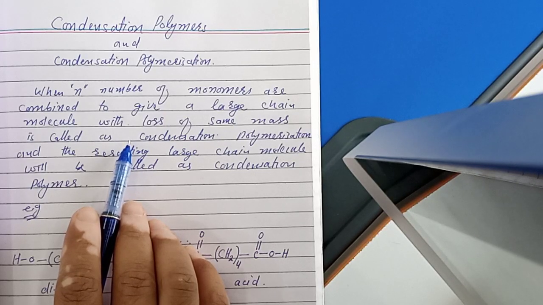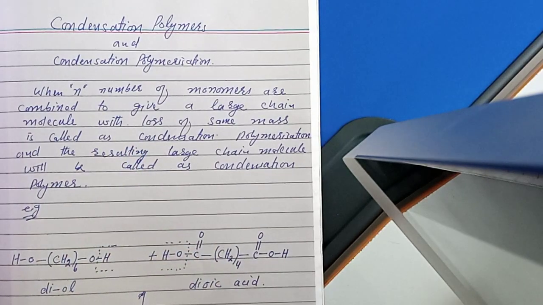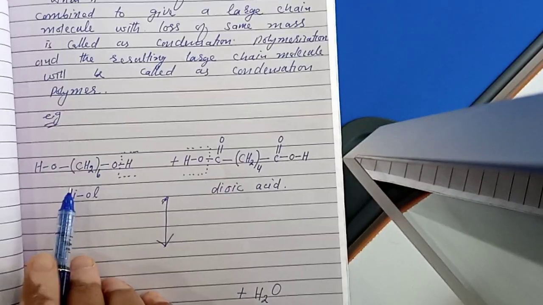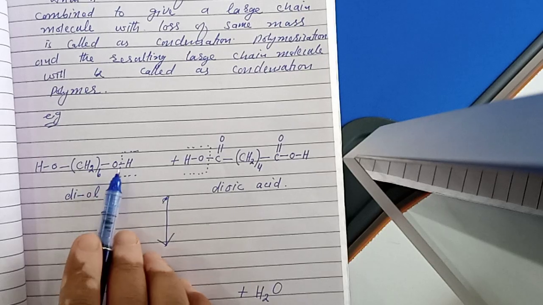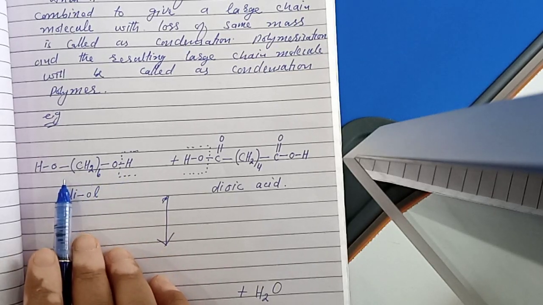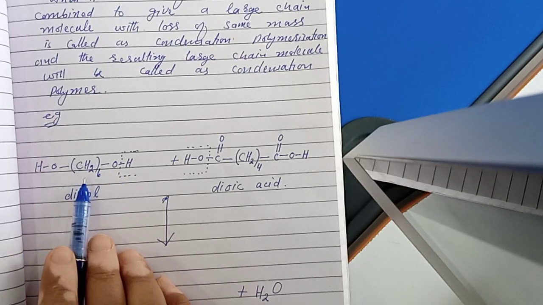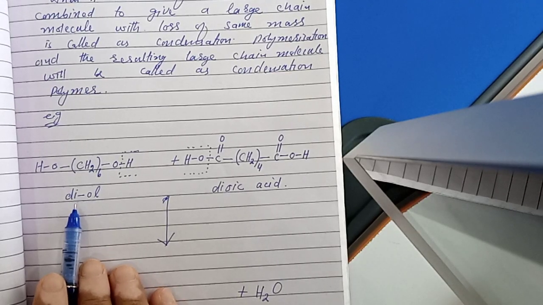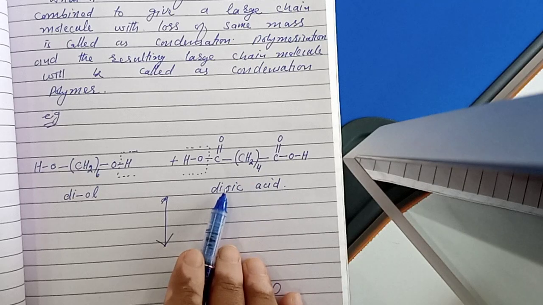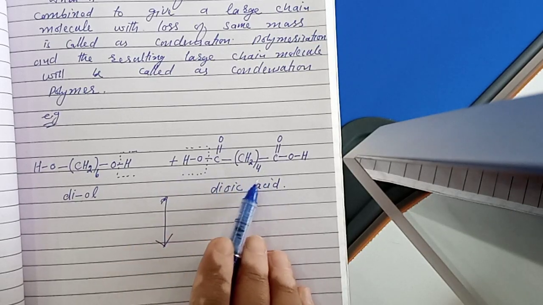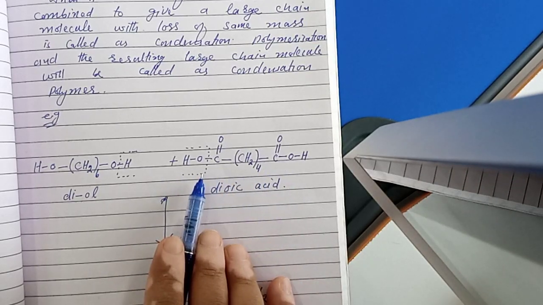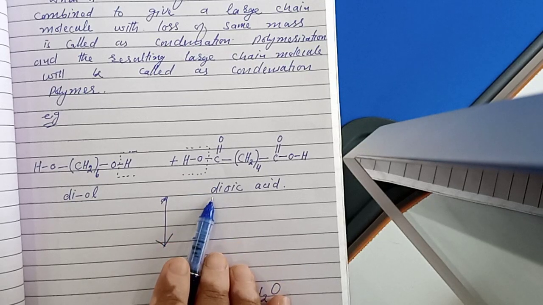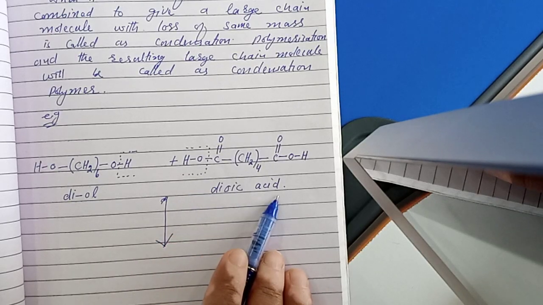Condensation polymer. Got it? So for example, this is an alcohol monomer, but at both ends we have two alcoholic groups. So we can say this is a diol, and this one is a carboxylic acid, but at both ends we have the carboxylic acid functional group. So we can say this is a dioic acid.